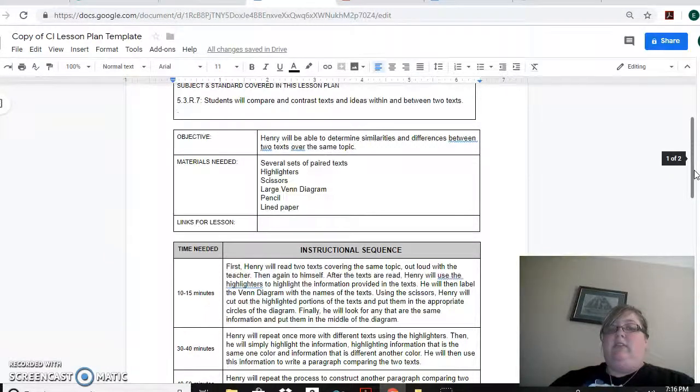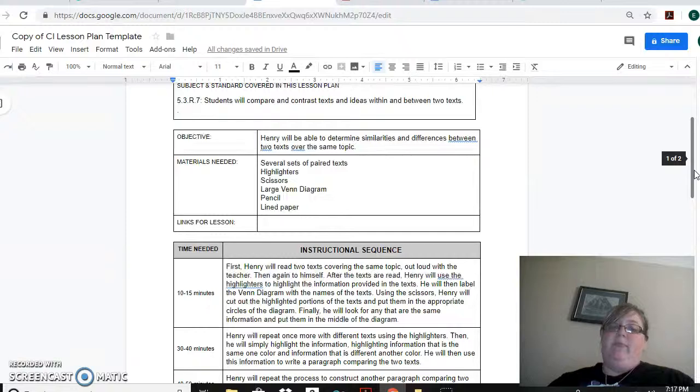Then after he does that, we'll get the Venn diagram out. Over each side of the Venn diagram, he would write the name of the text. After that, he would take the scissors and cut out the information in the text, the highlighted parts, and then from the first text, he'd put them under that circle. From the other text, he'd put them in the other circle. Then he would look at those two circles and find the information that's the same, and any information that's the same goes in the middle. So we would do that one or two times.